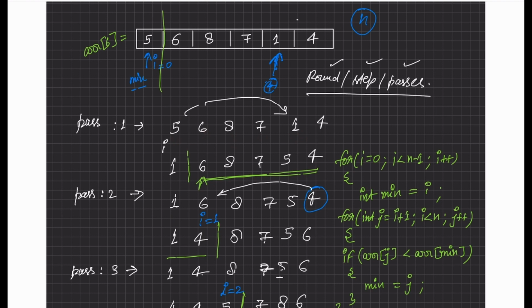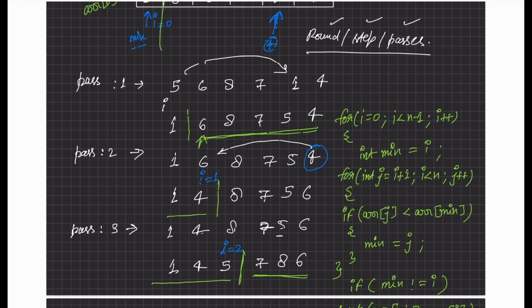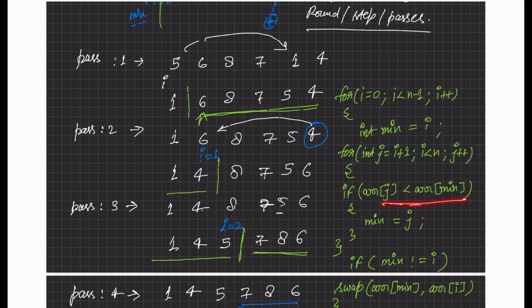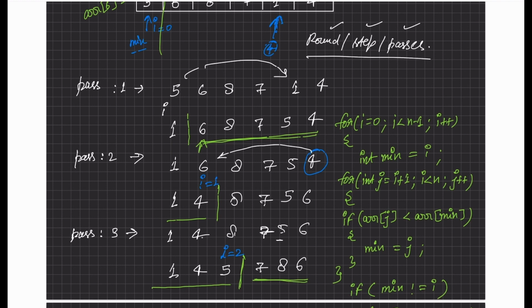Now in the first step, what we have done is select the smallest element and put it at the first position. That means we have checked this condition, and now our minimum value has been updated. The condition says: if ARR of J is less than ARR of minimum. Till here, the minimum value is I.